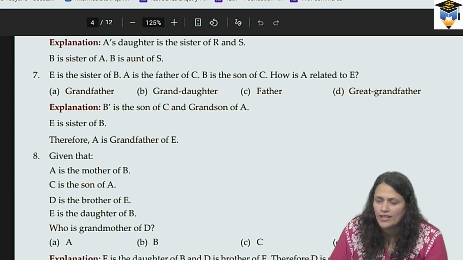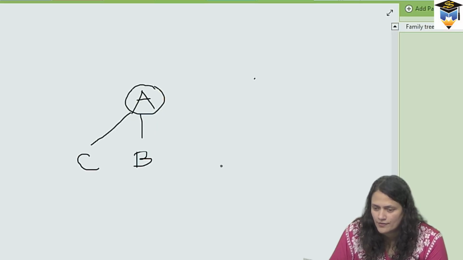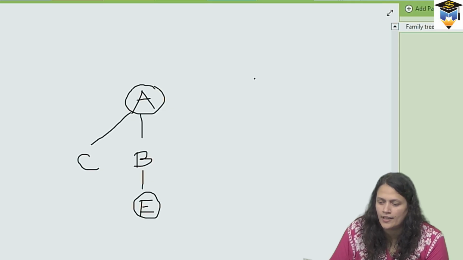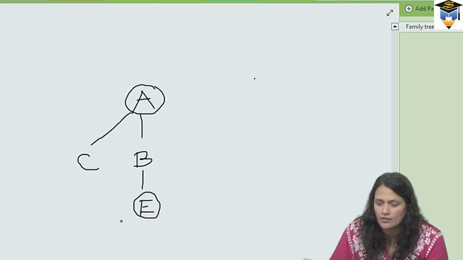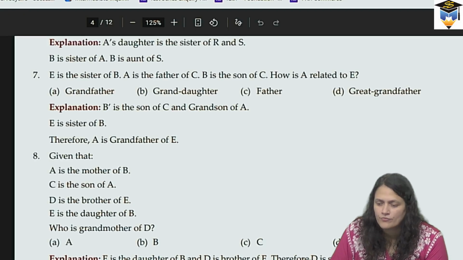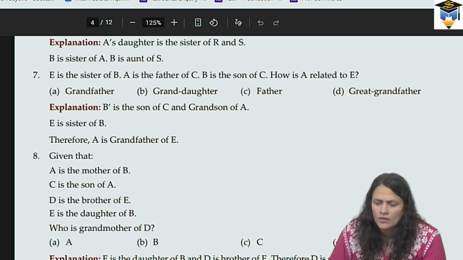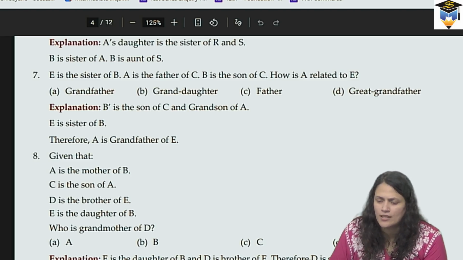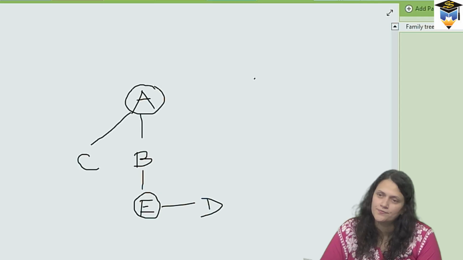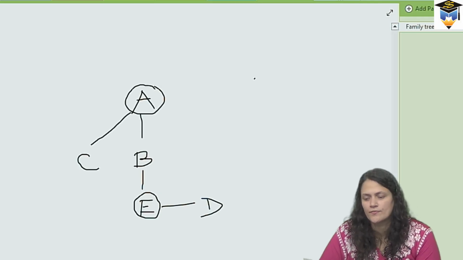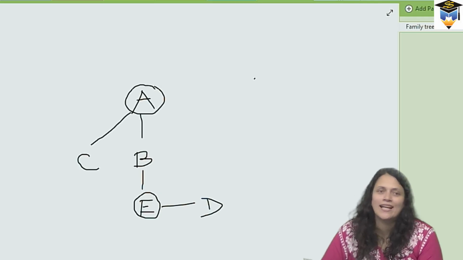B is the brother of E and E is the daughter of B. E is the daughter of B दिलंय. D is the brother of E. And E is the daughter of B झालं. So who is the grandmother of D? A is the grandmother of D.